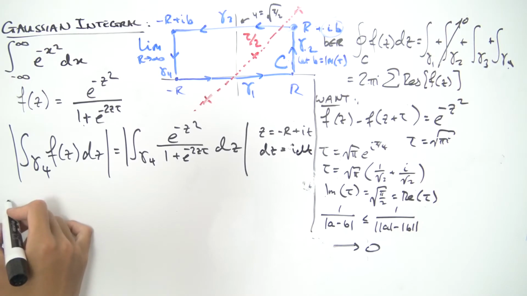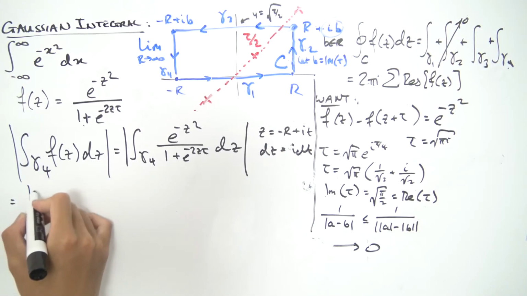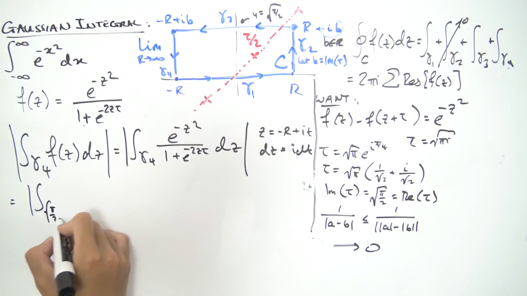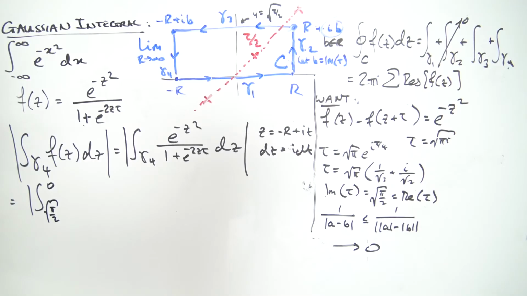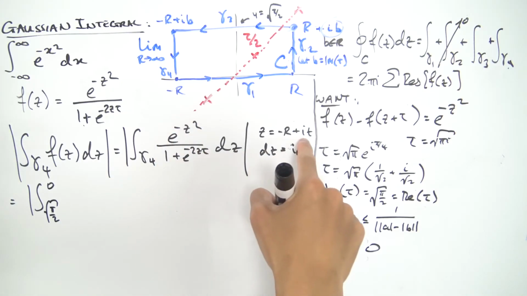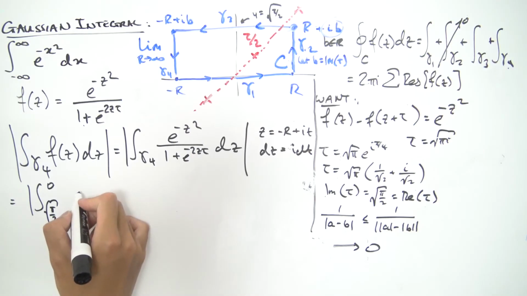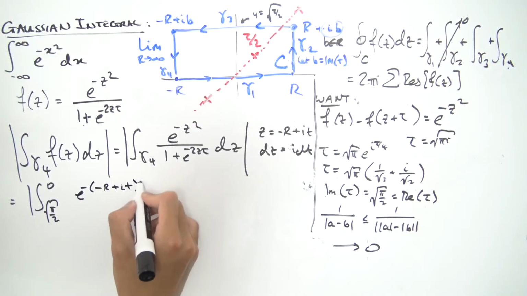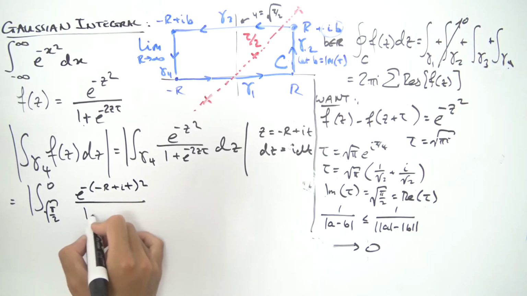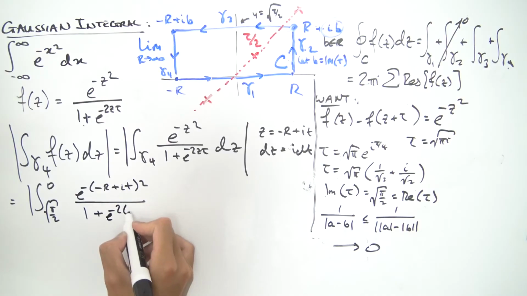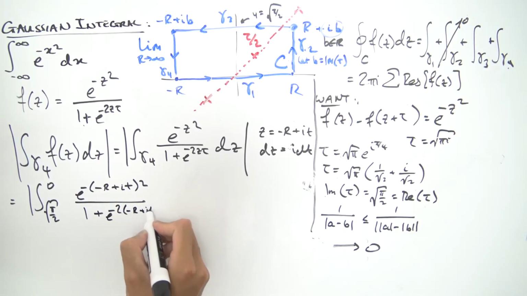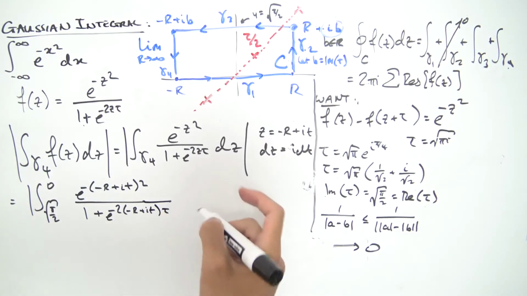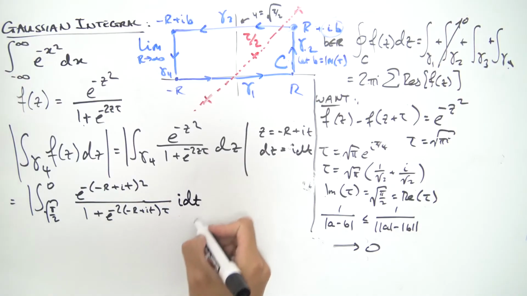So let's plug everything in. This is going to be equal now to the absolute value of the integral. t is going to go from up here, which is the square root of pi over 2, down to 0. And we're going to have, well, let's plug minus r plus it into all these z's. We're going to have e to the minus (minus r plus it) all squared, divided by 1 plus e to the minus 2 times z, where z is minus r plus it, and this is multiplied by tau. And we have our dz, which just turns into i times dt.